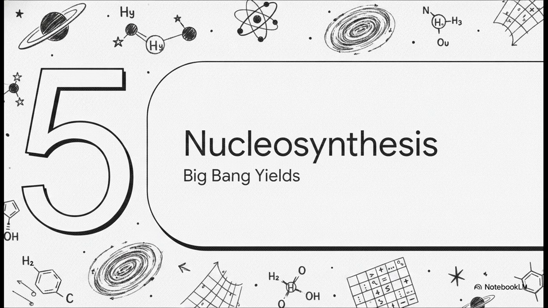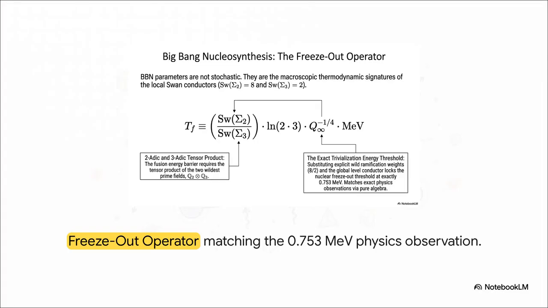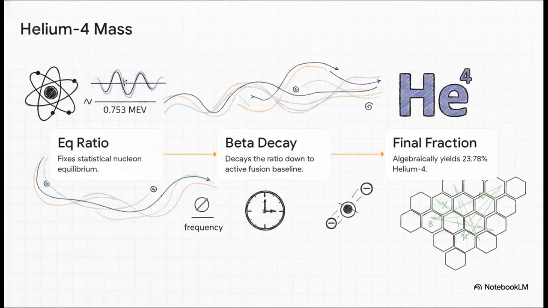Moving right along to Section 5, Big Bang nucleosynthesis yields. Let's shift our focus to the chemical composition of the universe. So the parameters for Big Bang nucleosynthesis in the freeze-out operator equation are absolutely not stochastic. They are thermodynamic signatures of mathematical values known as local Swan conductors. Watch this. By substituting explicit prime number weights, specifically 8 and 2 from the 2-adic and 3-adic fields, into this algebra, the nuclear freeze-out threshold locks at exactly 0.753 MeV. This flawlessly matches actual physics observations, the point where weak interactions drop below cosmic expansion, but it is derived purely from algebra. We can methodically break down this logic.